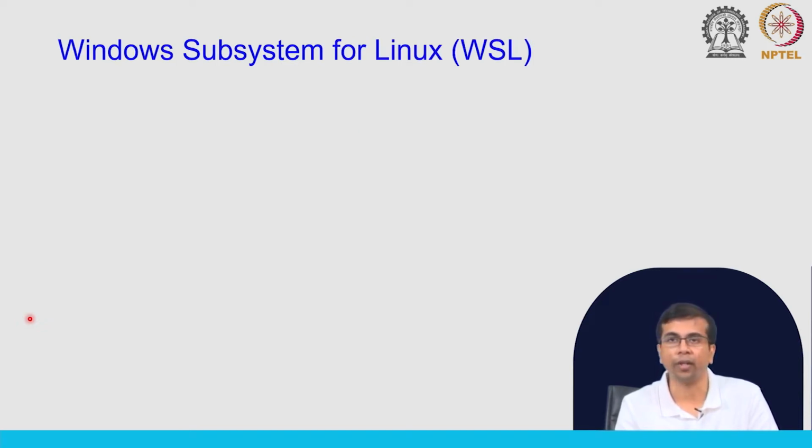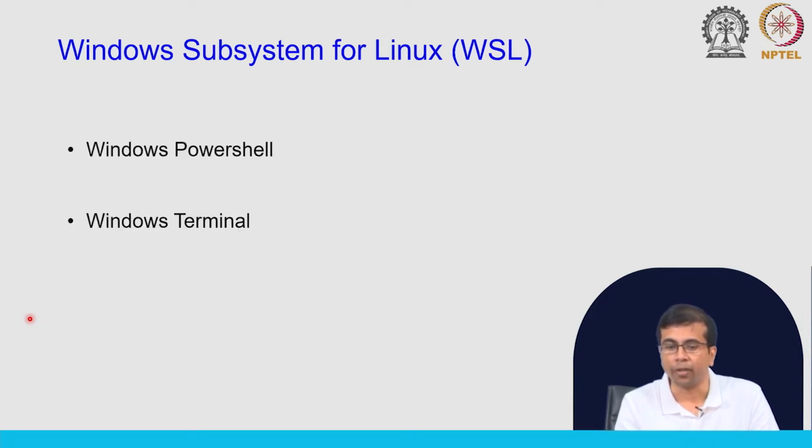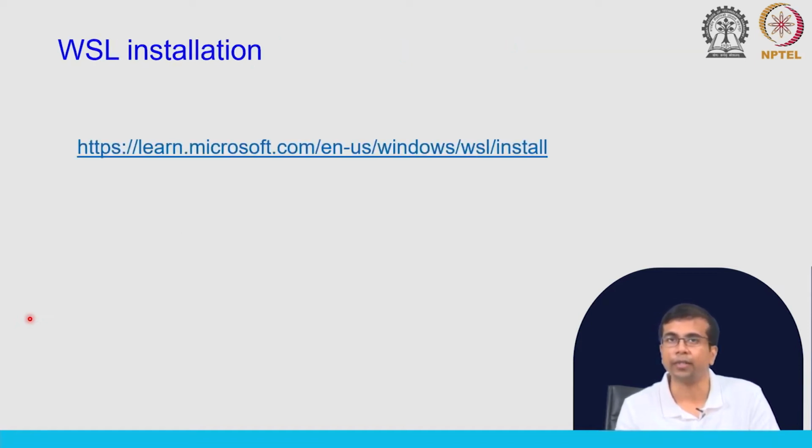Many of you may be running Windows systems, and you can now install Linux inside Windows if you are running Windows 10 or above. This is an official version from Microsoft, and I will show you very briefly how you can install it. To run this we have to use Windows PowerShell or Windows Terminal. We can simply search and install it from the apps, and once you run it you can install the Windows Subsystem for Linux. For installation, please have a look at this link.